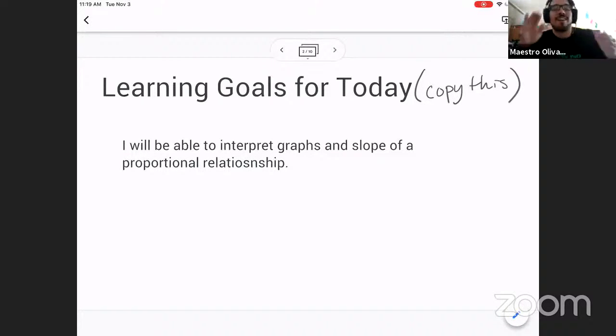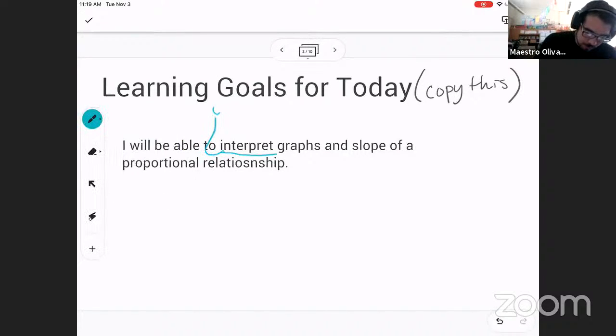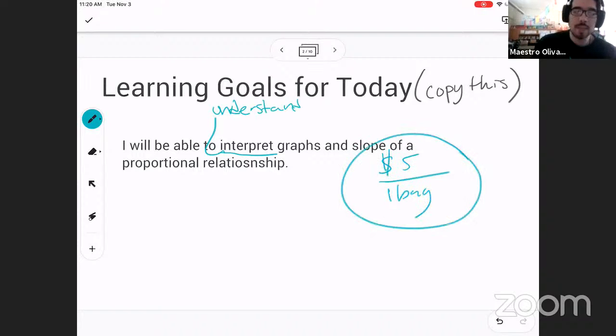Anyways, so learning goals for today. I will be able to interpret graphs and the slope of a proportional relationship. For those of you who don't know what the word interpret means, it means to sort of understand. The Spanish word for interpret is interpretar, which means to just understand and explain. And then we're also going to be looking at the slope of a proportional relationship. So if we have a ratio like $5 to one bag, what does this mean? We're going to talk about that in a bit.